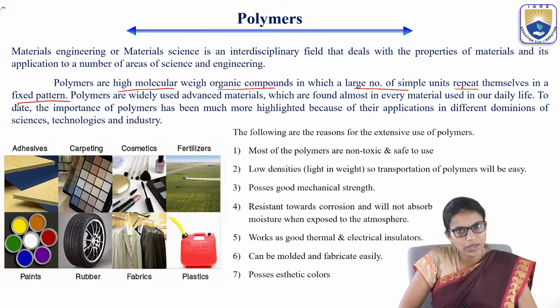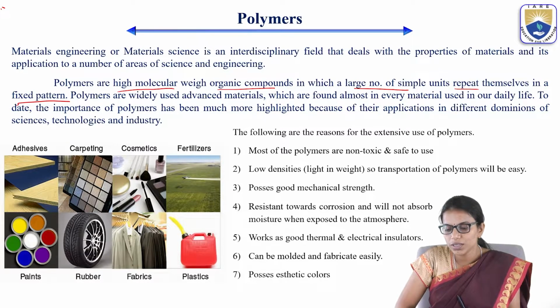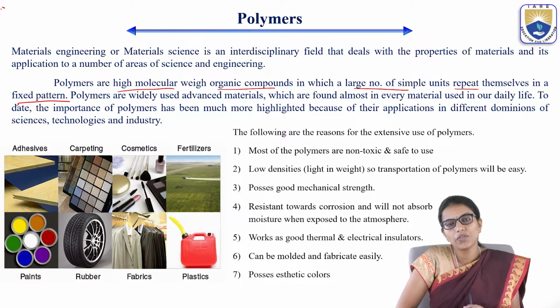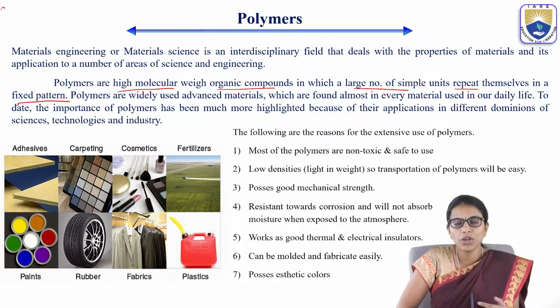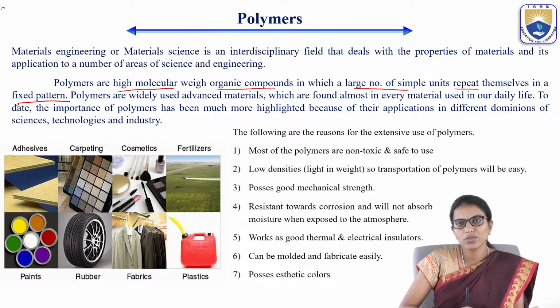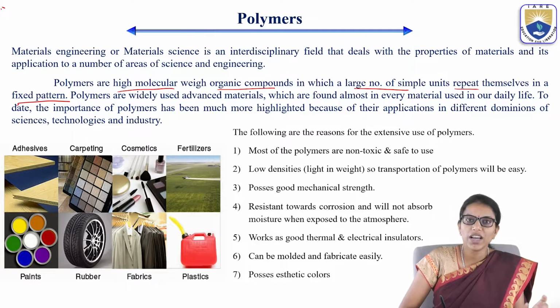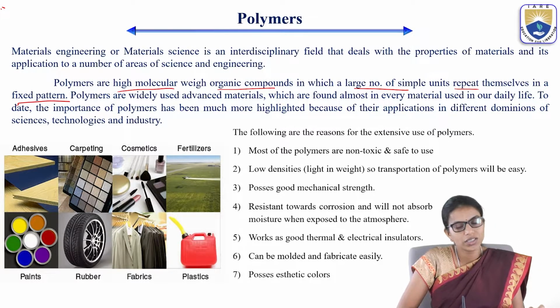Polymers are widely used advanced materials which are found in almost every material used in our daily life. We are totally surrounded by polymers, whether it is a pen or the specs which I am using right now. These are all made up of polymer, and our body is also made up of natural polymers, for example DNA, RNA, cellulose, etc.